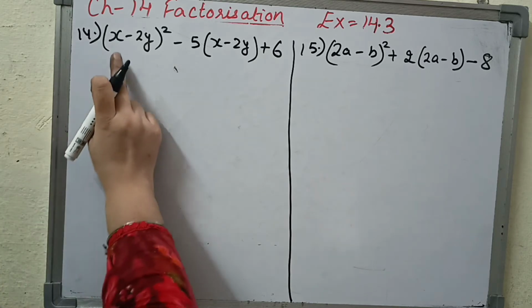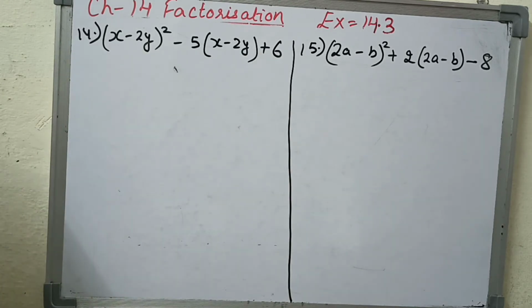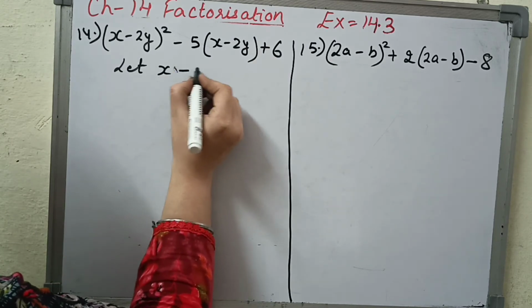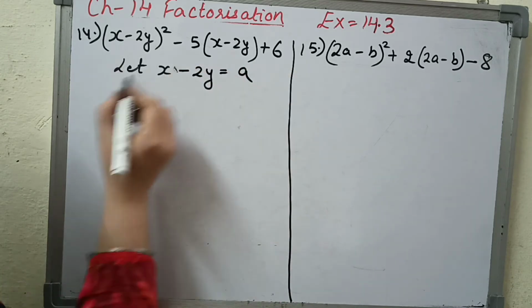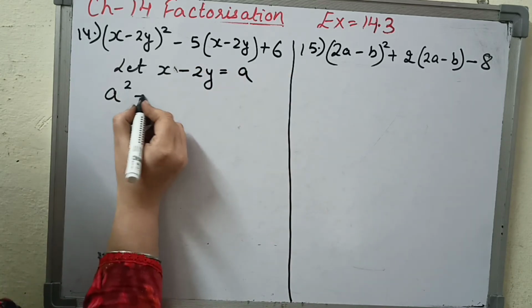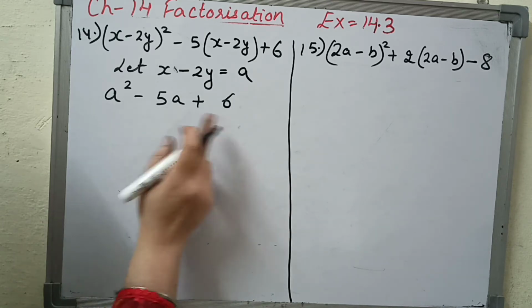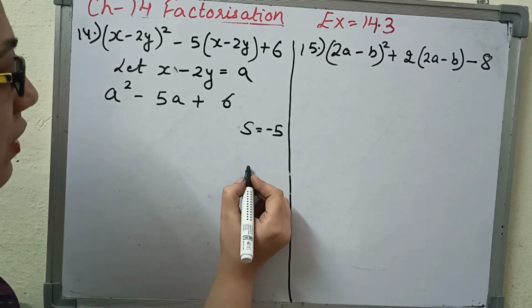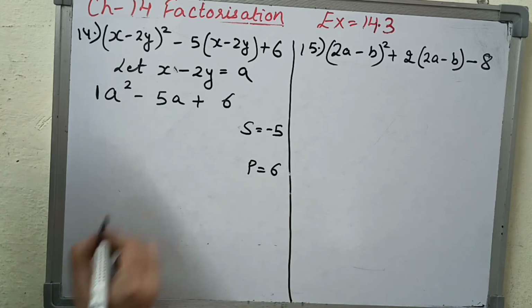Sum number 14: x minus 2y whole square minus 5 into x minus 2y plus 6. Now let us suppose x minus 2y is a. So I reduce this equation to a very simple form. It becomes a square minus 5a plus 6. Now again use the same method, that is splitting the middle term. The sum is minus 5 and the product here is 1 into 6, it is 6.